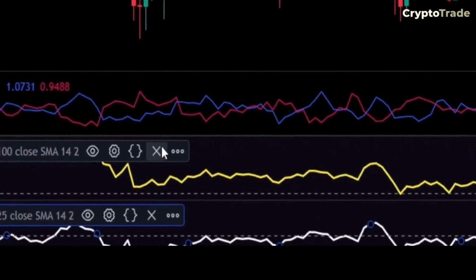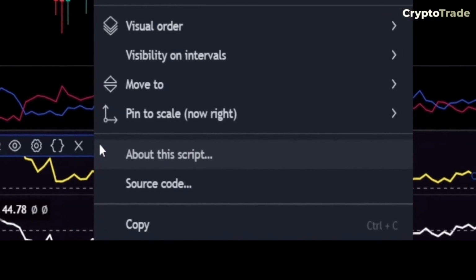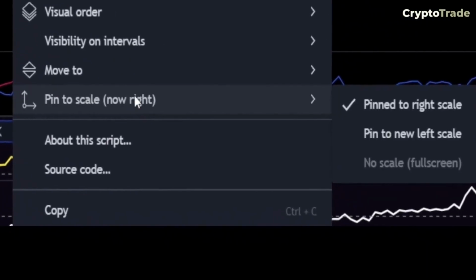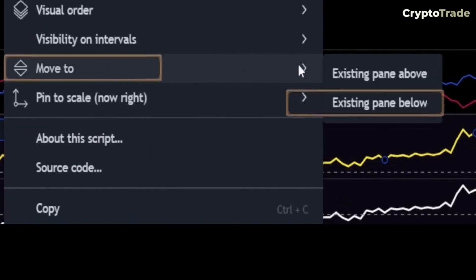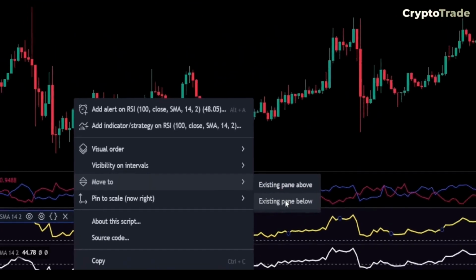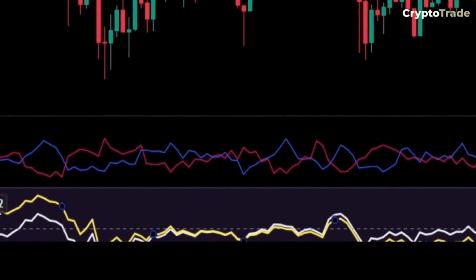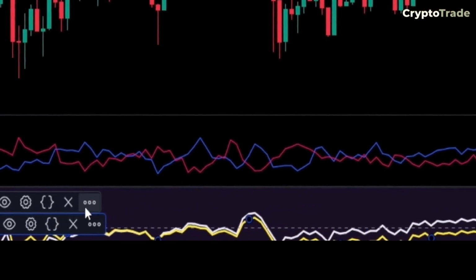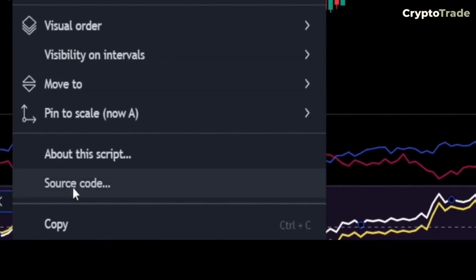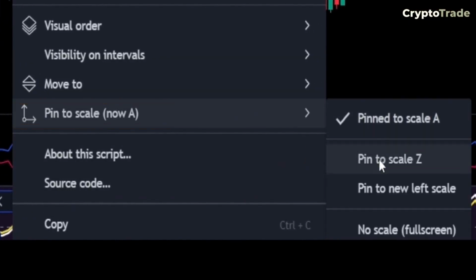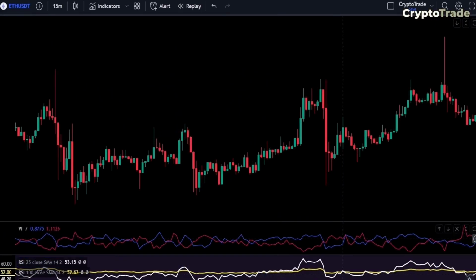To overlap these two indicators, click on the three dots of the upper RSI indicator and select Move to Existing pane below. After that, click again on the three dots and select Pin to scale Z. Setup is complete.